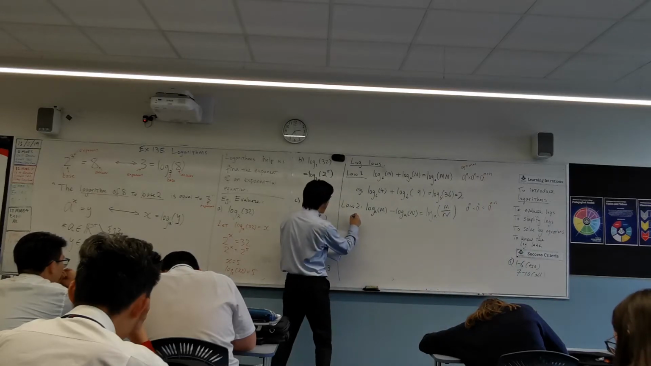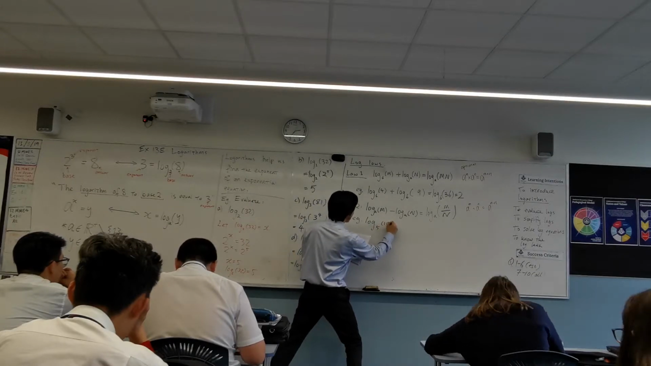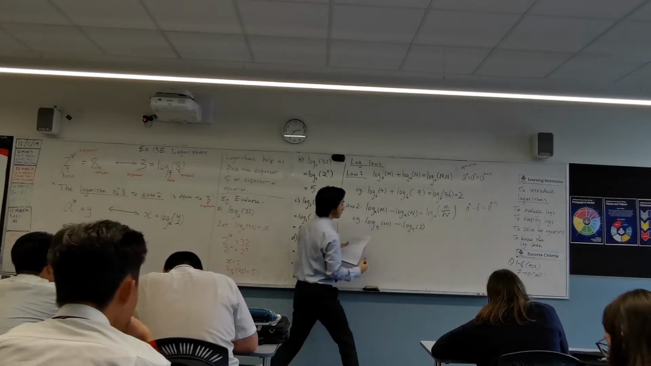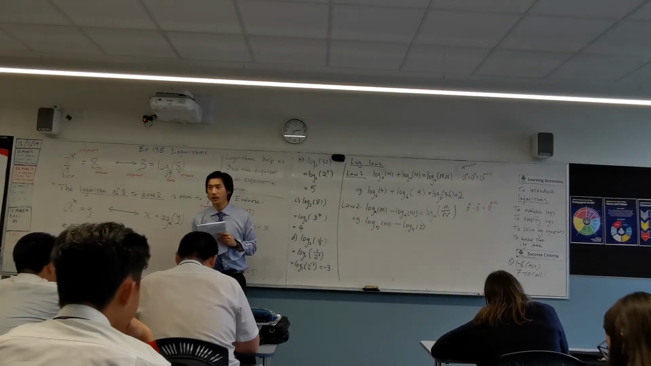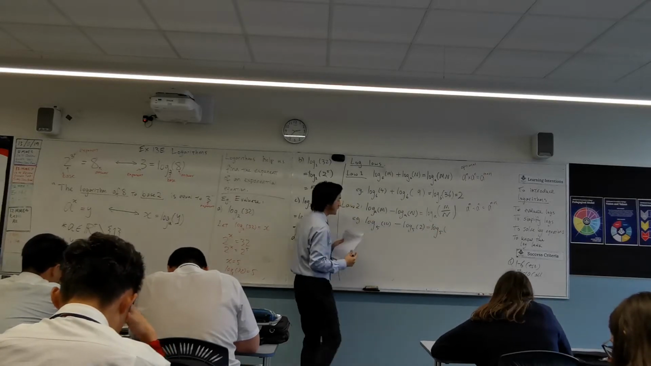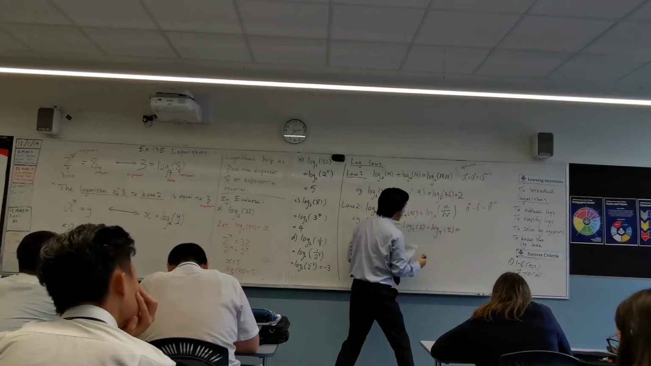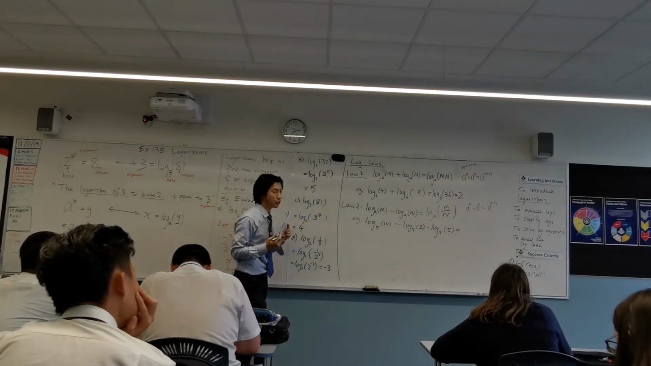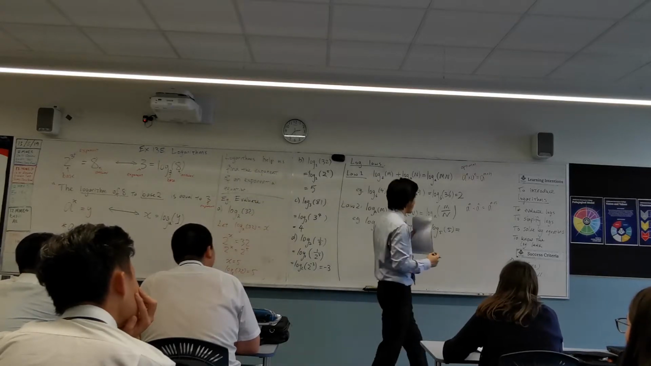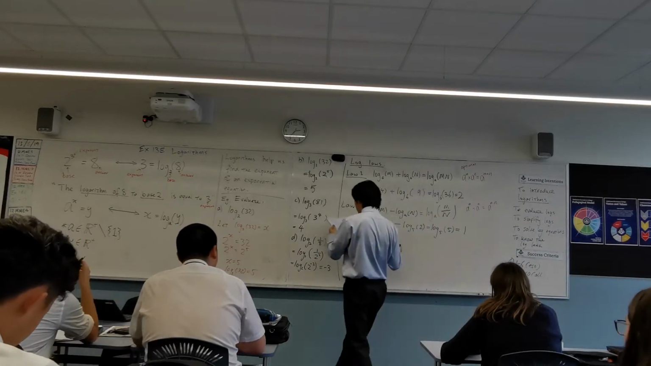Quick example of how we use this, e.g. log base 5 of 10, take away log base 5 of 2. Individually, we can't work out their logarithms, but if we combine it together, it will be log base 5 of 10 divided by 2. And now we can evaluate it. The question is, what power of 5 gives you 5? 1. 5 to the power of 1 is 5. Okay, that's law 2. Law 3.